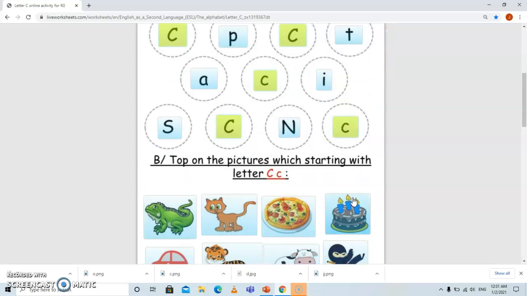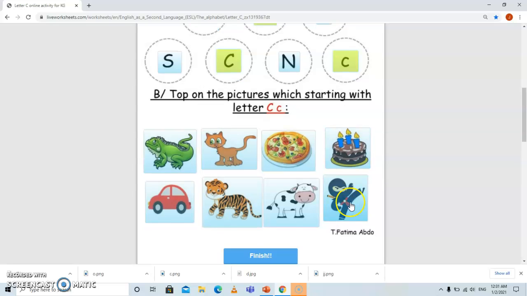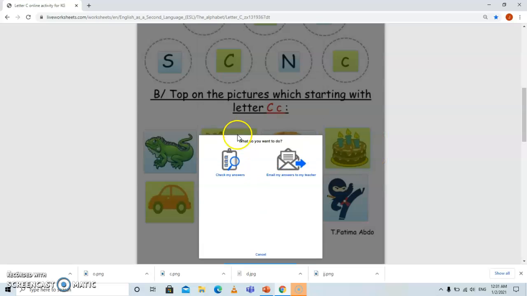Now we have to press on the pictures that start with letter C only. Let's start. What pictures start with letter C? Yes. Cat, cake, cow, and car. Now let's check our answers.